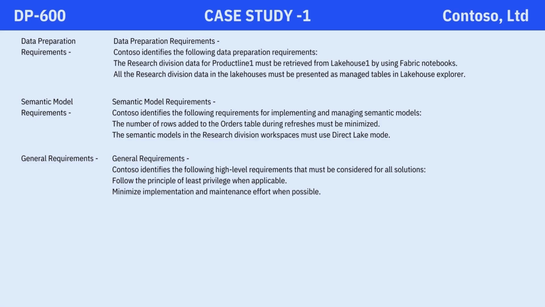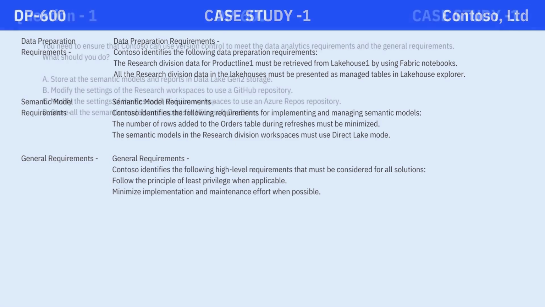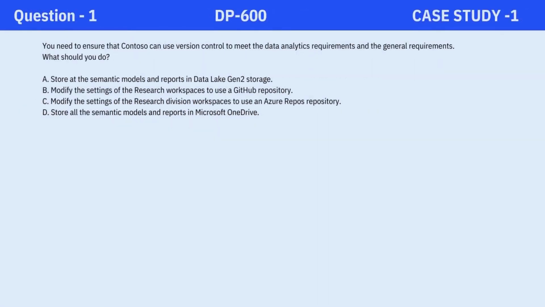General requirements. Contoso identifies the following high-level requirements that must be considered for all solutions. Follow the principle of least privilege when applicable. Minimize implementation and maintenance effort when possible.